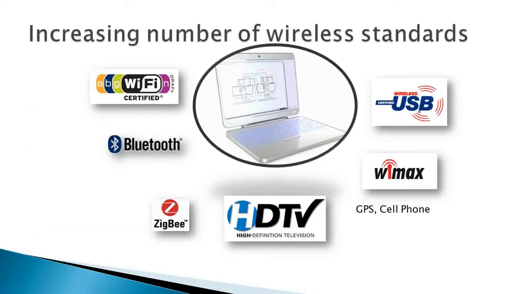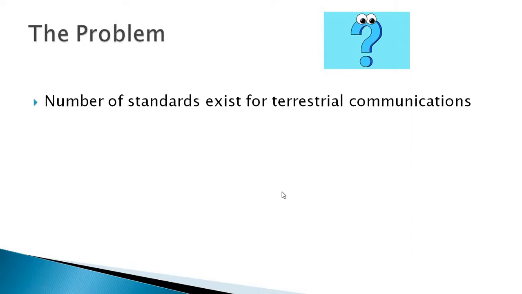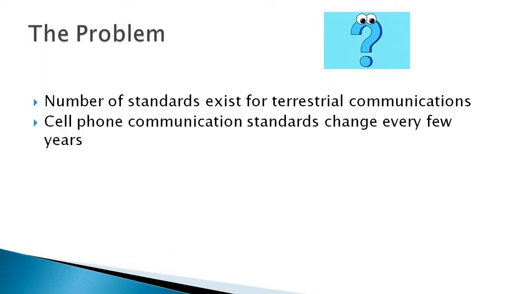Then what to do? You can see on this slide an increasing number of wireless standards day by day. GPS, cell phone, then you have USB, Wi-Fi, Bluetooth, Zigbee, HDTV, everything is increasing, right? Then the problem. What is the problem? The number of standards exist for terrestrial communications. Cell phone communication standards change every few years.